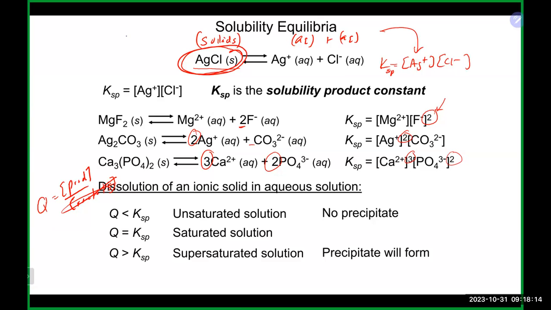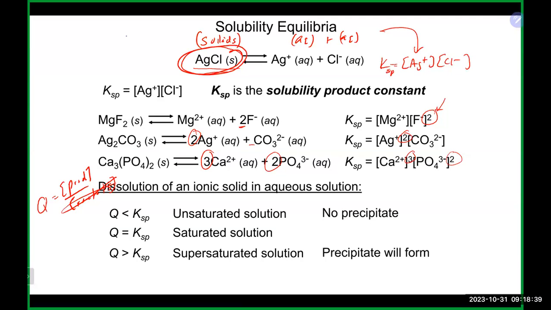And if you calculate Q and it's less than the Ksp, you have an unsaturated solution, right? An unsaturated solution means you could continue to get things to dissolve, and things will continue to dissolve until you hit a saturated solution. So with an unsaturated solution, you'd expect no precipitate to form. If you calculated Q and it's less than the Ksp value, you would not expect that solid to form.